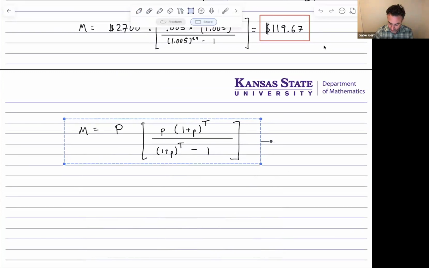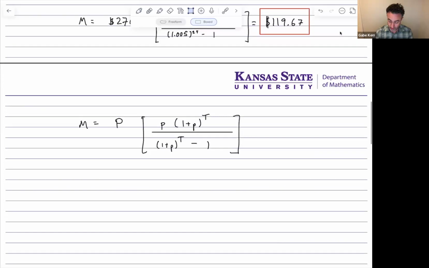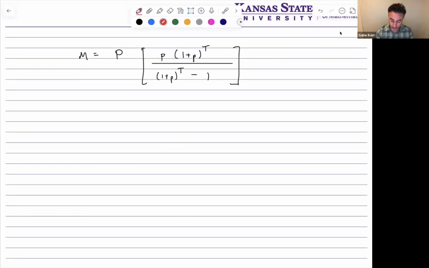Okay, so let's keep this formula in front of us. And let's see here. So here's another problem. All right, so let's say you want to buy a house. So a house costs, let's say, $350,000. It's a decent house.